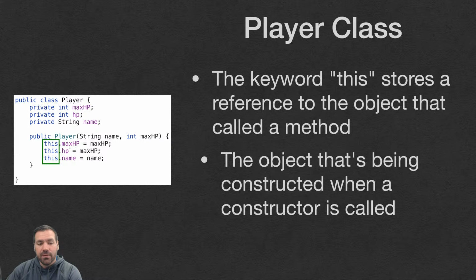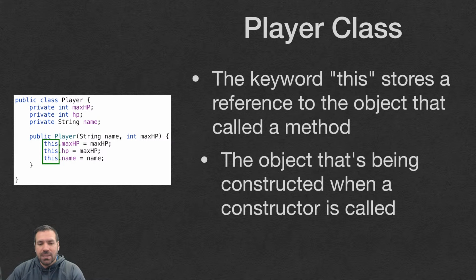And then I'm going to look for a variable named max HP, which is the instance variable max HP for this object that's being created. I'm going to initialize it to max HP from the parameter list. So here on the right hand side, I did not say this dot. So max HP is going to be the parameter. This dot max HP is the instance variable. I've got two variables with the same name, which I did intentionally just to emphasize this point.